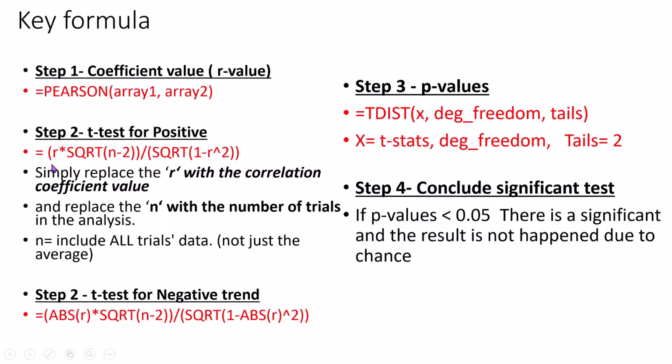For example, what does R stand for? R is the R-value that you calculated previously. And N is the number of trials. And X is the t-stat, which is what you calculated previously. Then there's the degrees of freedom. Don't worry too much if you got a bit confused on this page. We will show you a few screenshots of what to expect step by step in the following slides.